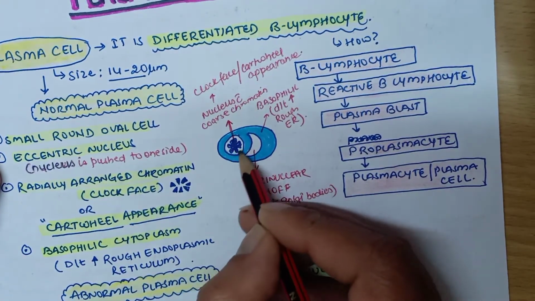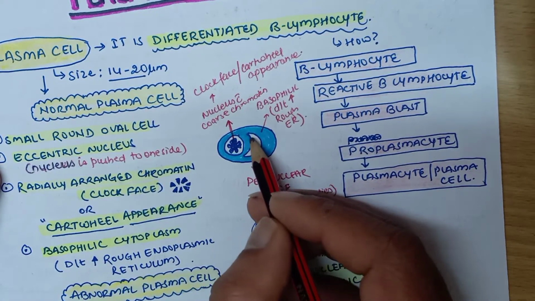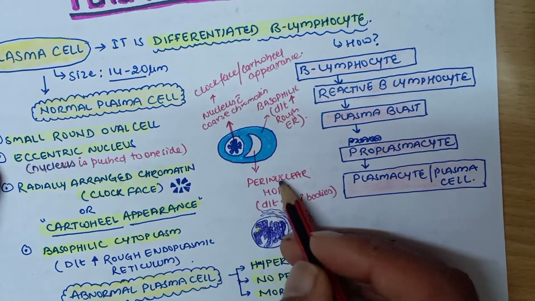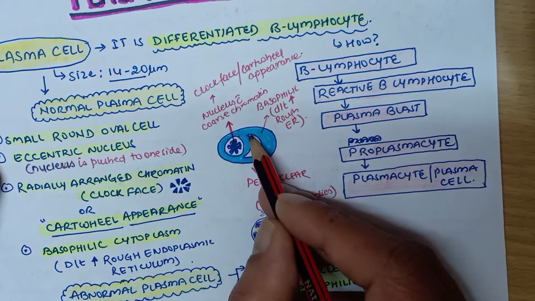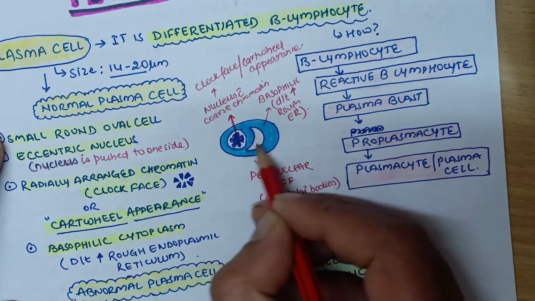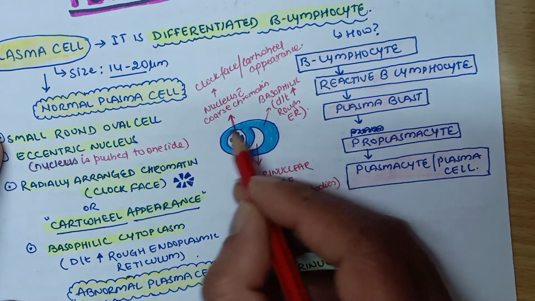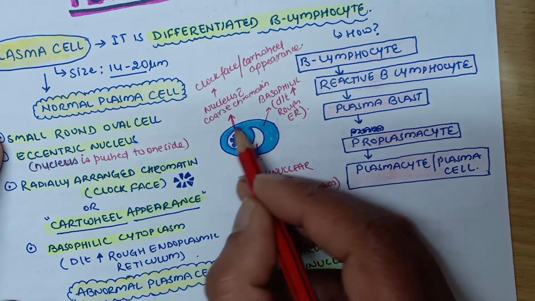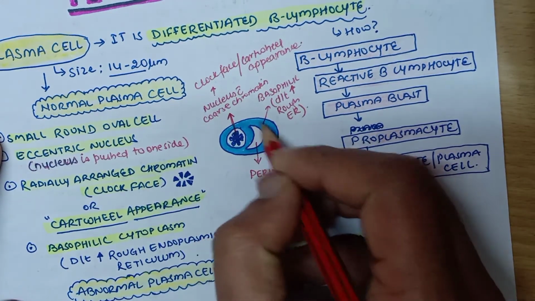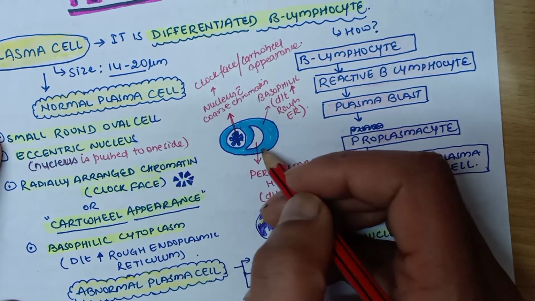Now around the nucleus there is a clear space which is known as perinuclear hof. This perinuclear hof is due to Golgi bodies. And look at the cytoplasm. Cytoplasm is blue in color, and this is due to basophilia. So basophilic cytoplasm is due to rough endoplasmic reticulum.